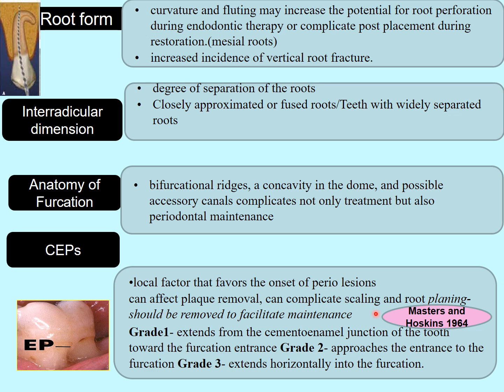So this Masters and Hoskins 1964 classified cemento-enamel projections into three types. Grade 1 extends from the cemento-enamel junction of the tooth towards the furcation entrance. Grade 2 approaches the entrance. Grade 1 is just extending, and the other one is approaching the entrance. The third one extends horizontally into the furcation. So they have classified it into three grades.